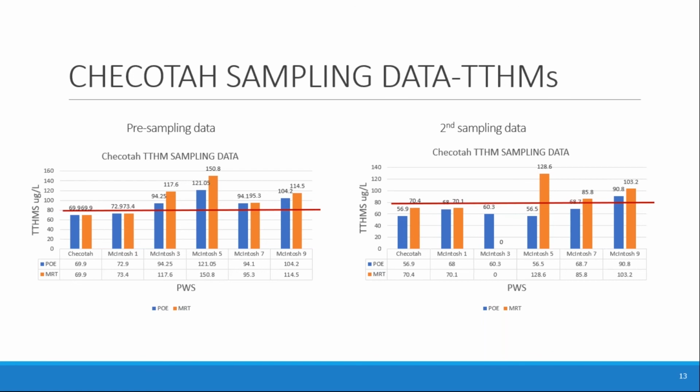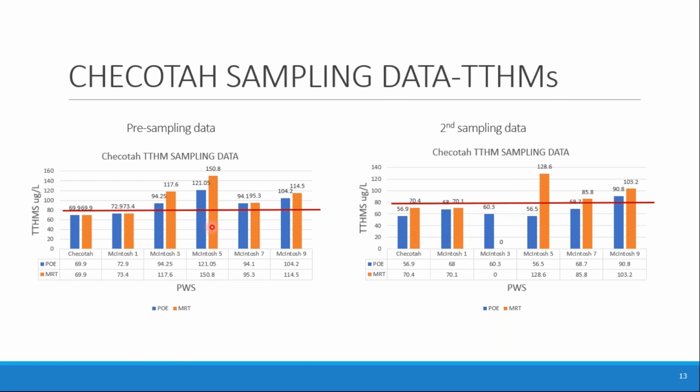But if you notice here at Chakota, there was a drop from 69.970 to 56.9, which is a 19% drop in the DBPs at the point of entry. There was actually a slight increase at the maximum residence time.